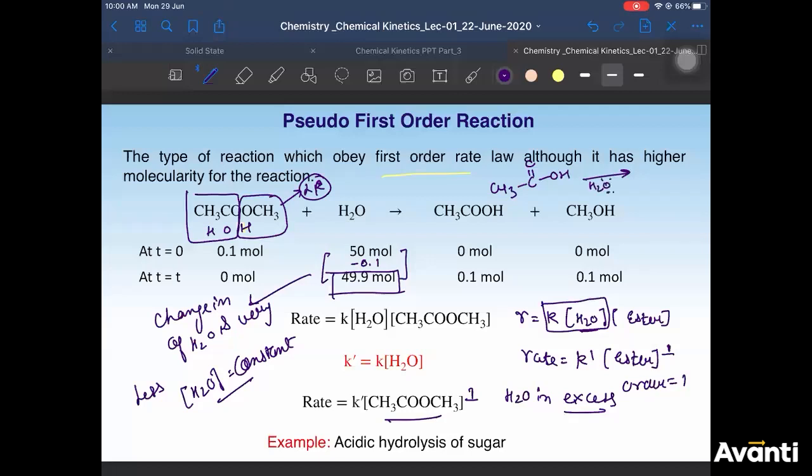Right? There's a mechanism for it. I'll not discuss the mechanism. Water attacks and breaks the bond. Right? So therefore, water is required in a lot of amount. Water basically is responsible for breaking the bonds of ester. So therefore, water has to be taken in excess amount. Okay? Otherwise, the reaction might not be 100% complete. Correct?